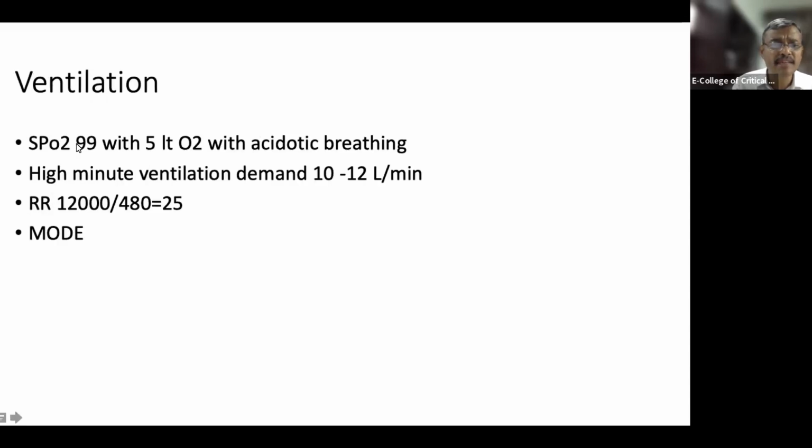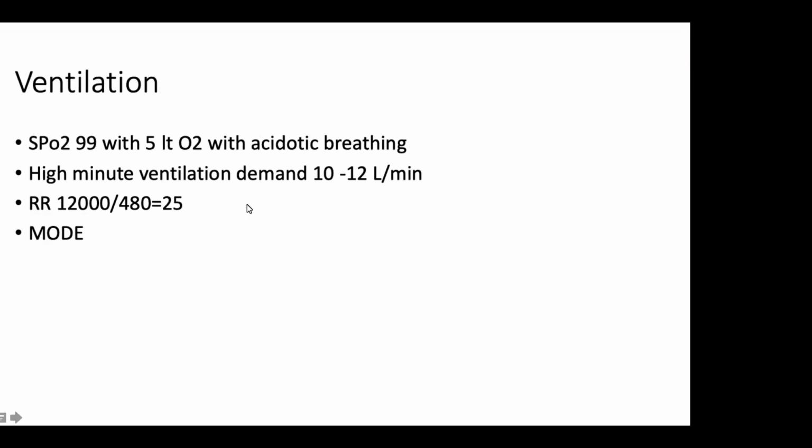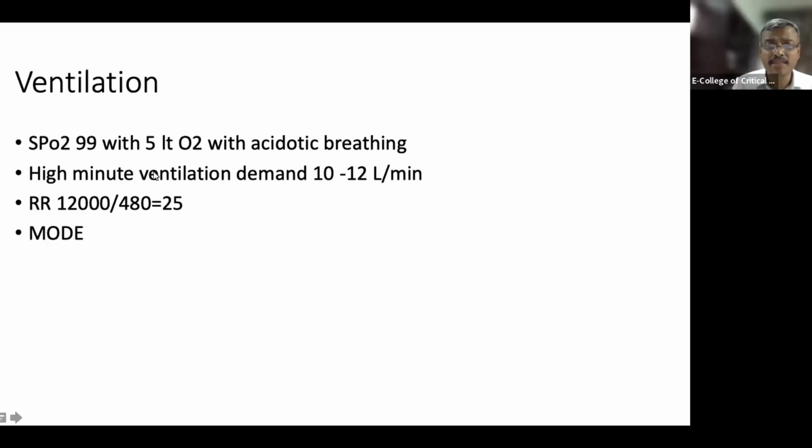So here, SpO2 is 99 with 5 liters of oxygen, same patient. I want to ventilate this patient with high ventilation. How much? Most of the time it will be 10 to 12 liters per minute. Usually 5 to 6 liters is the regular minute ventilation; double it usually, that will work out. How did I get this value? Look at this: respiratory rate is equal to minute ventilation divided by tidal volume.